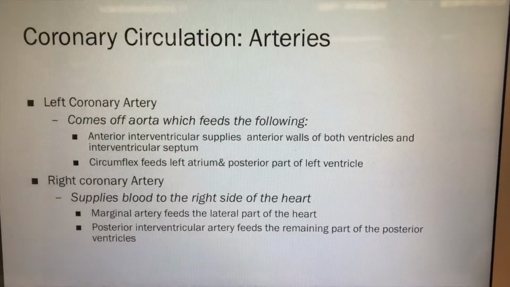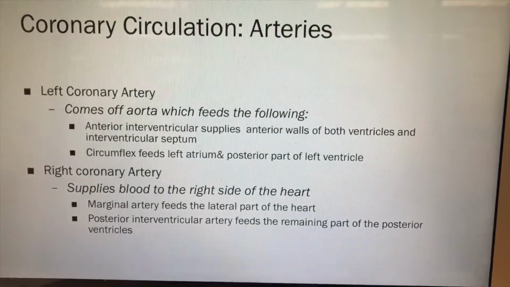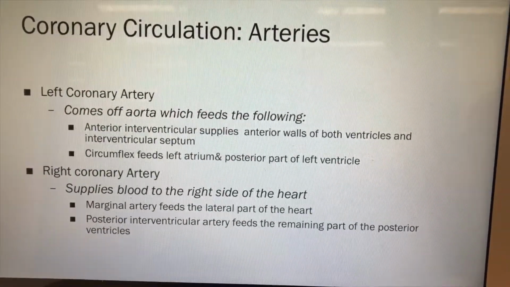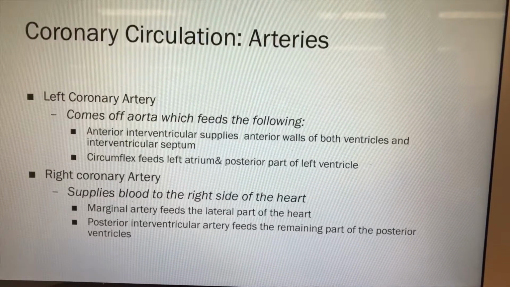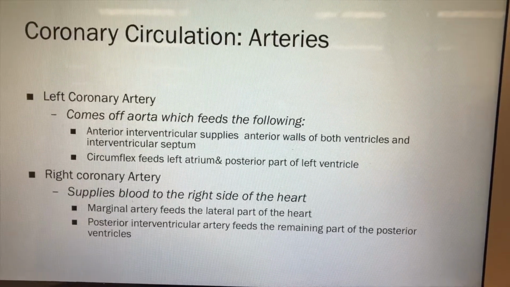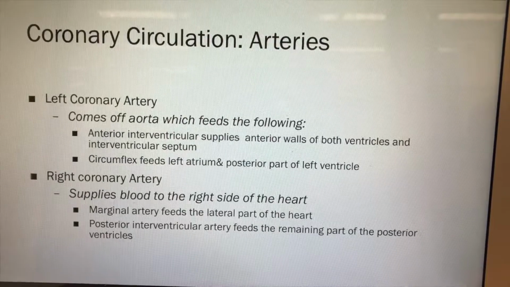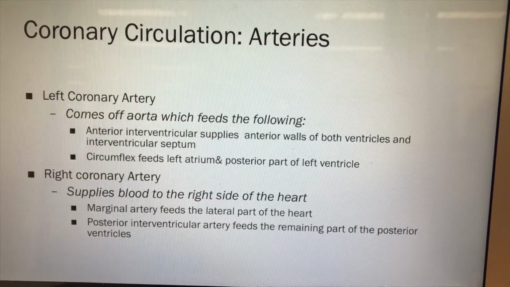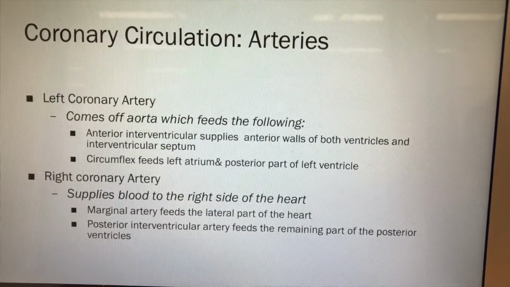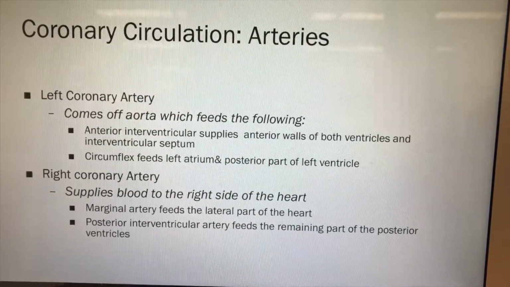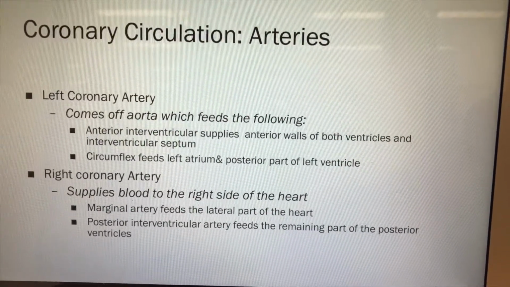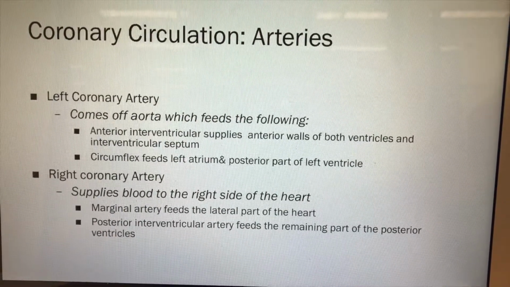Coronary circulation with arteries. There are two main coronary arteries. The left coronary artery comes off the aorta, which feeds the following. The anterior interventricular artery supplies the anterior walls of both of the ventricles and the interventricular septum. The second one is the circumflex, which feeds the left atrium and the posterior part of the left ventricle.